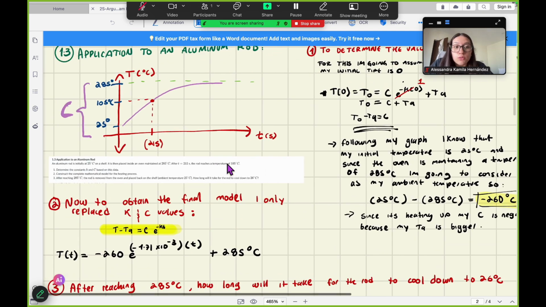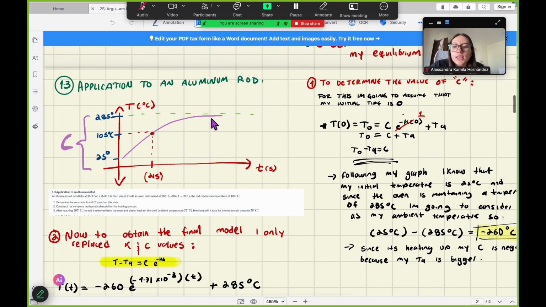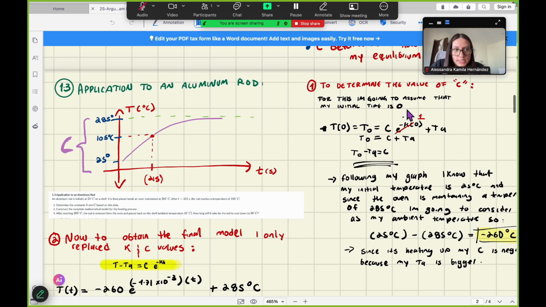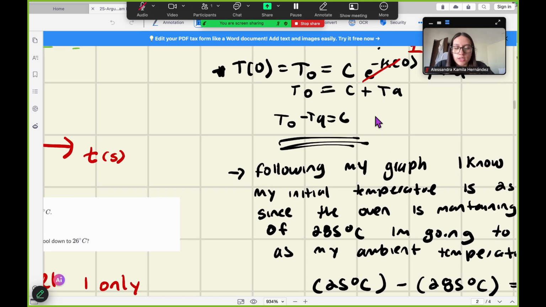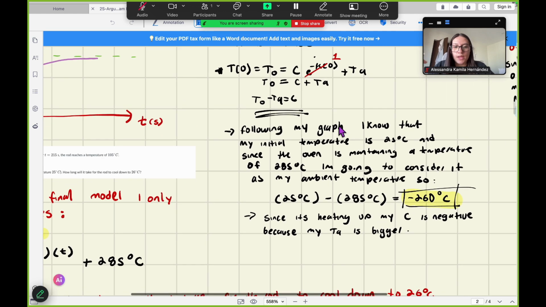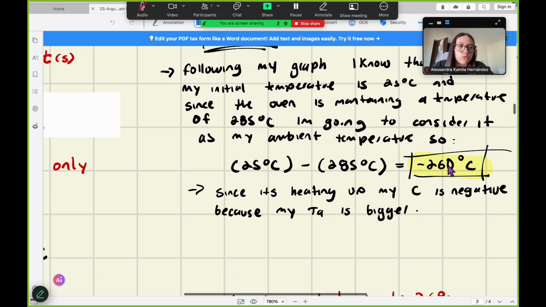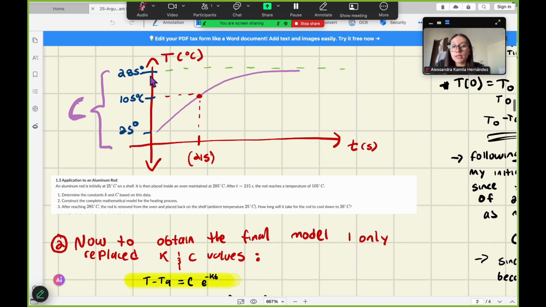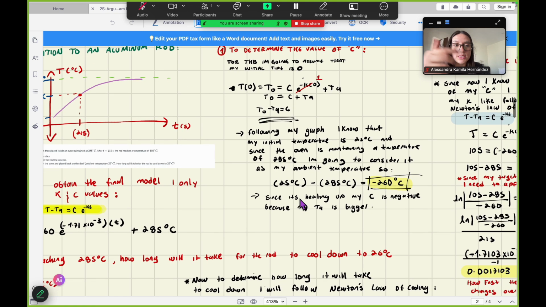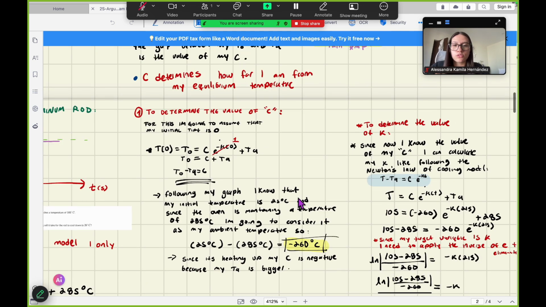Now I need to apply this knowledge to an example, okay? So firstly, I need to determine the value of my c, okay? And following that same logic, I get that c is calculated like this. Following my graph, I know that my initial temperature is 25 Celsius, and since the oven is maintaining a temperature of 285, which means that the oven is already at that temperature, I'm going to consider that as my ambient temperature. So my C at the end is a negative 260. It is negative because my ambient temperature is way higher than my initial temperature. So it's kind of an inverse process of Newton's law of cooling.